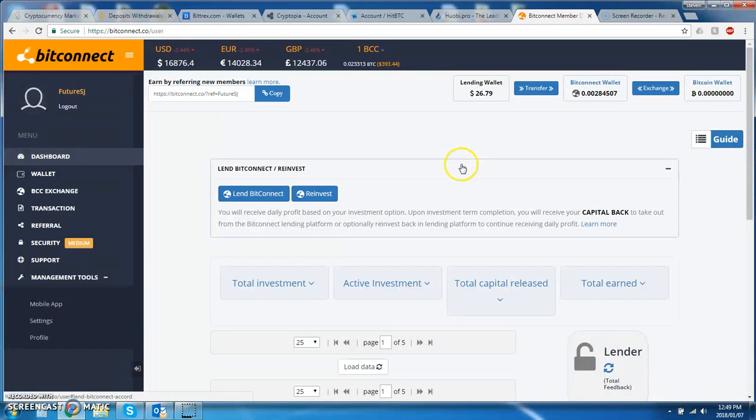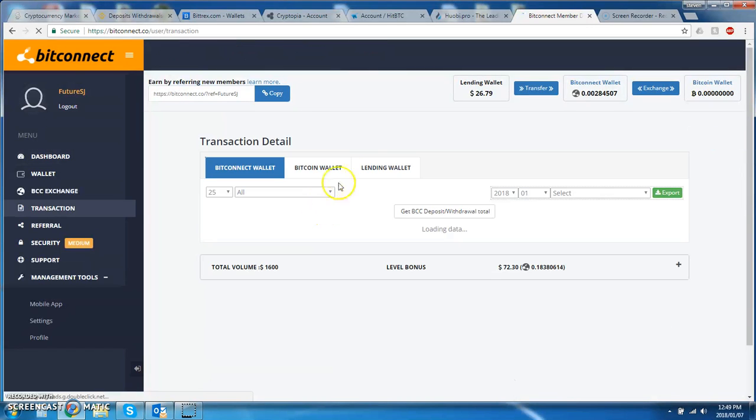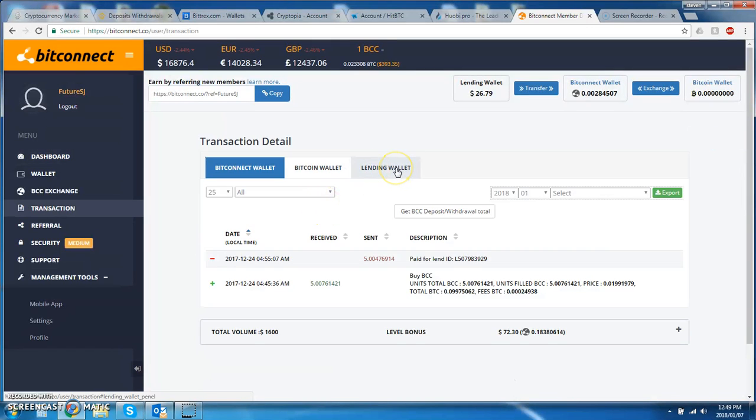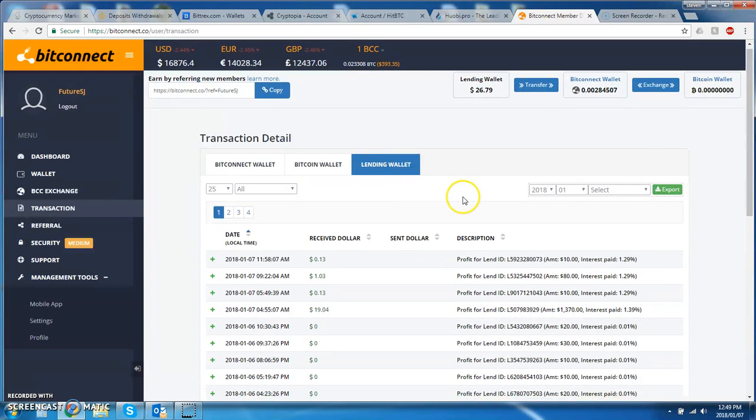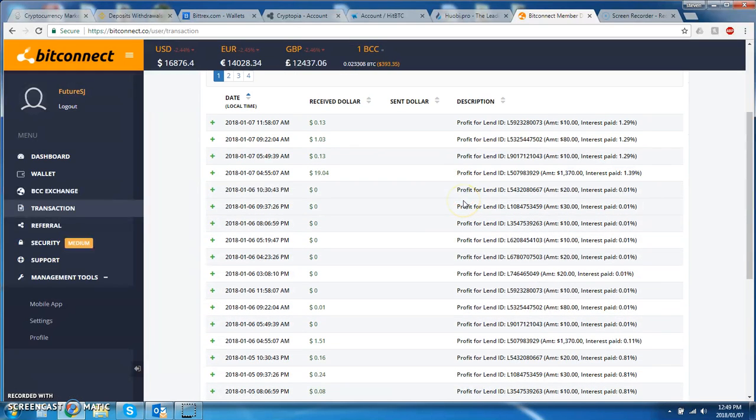Before we do the reinvest, let me just go to transactions and show you guys what we received over the last 2 days, just to get you caught up. So we'll go to lending wallet over here. Today is the 7th. Day 14 would have been the 6th. You can see a lot of zero amounts here. That's because the volatility interest was literally 0.01%.